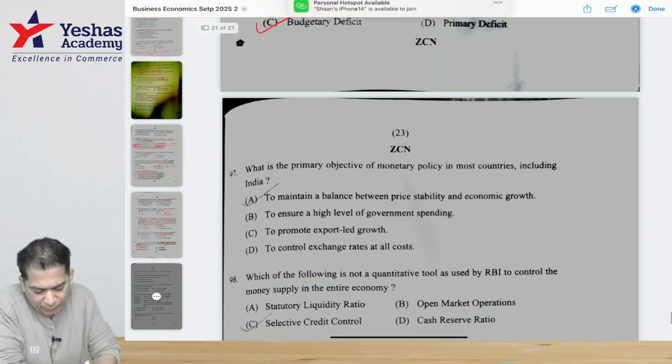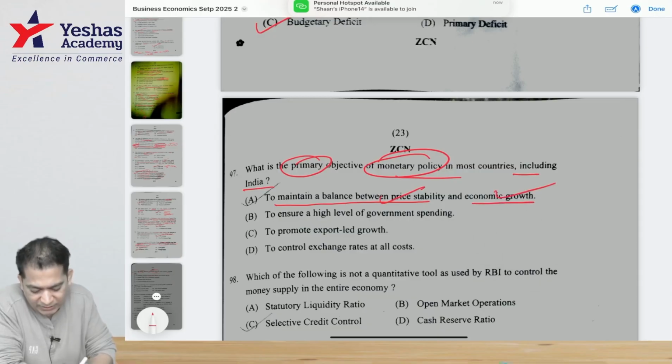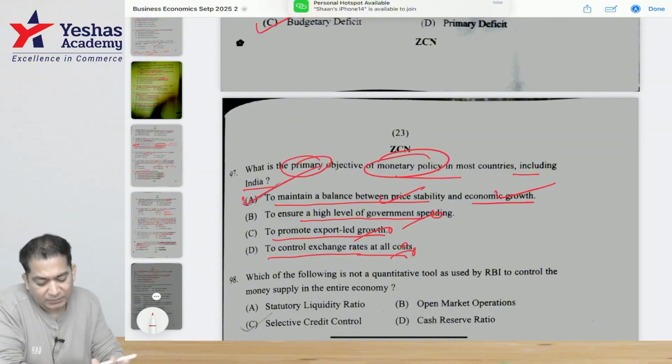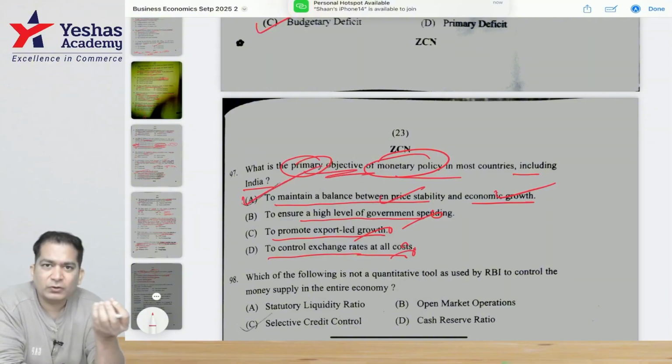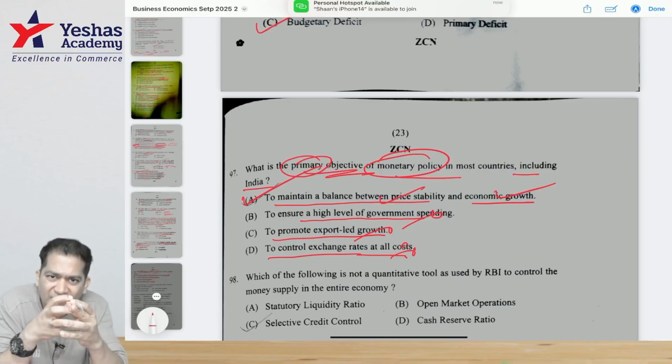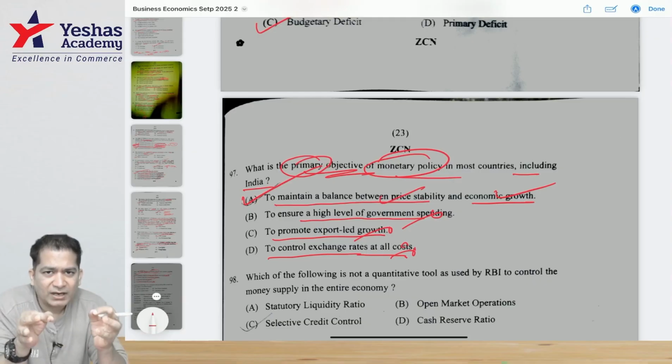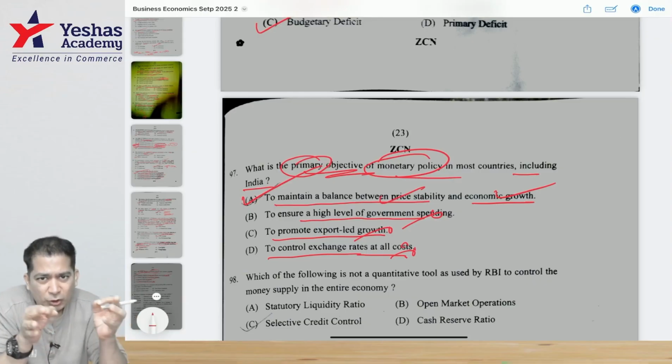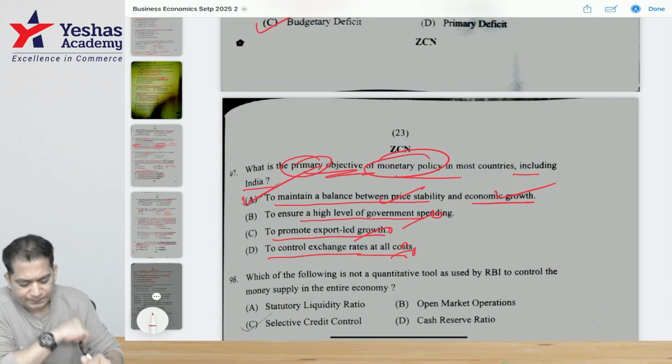What is the primary objective of monetary policy in most countries, including India? Primary objective of monetary policy, they asked. To maintain balance between price stability, it means inflation, and economic growth, correct. To ensure a high level of government spending, that is a part of fiscal policy. Promote export-led growth, again part of fiscal policy. Control exchange rate at all costs, no. They have asked you the primary objective. I've told you the primary objective is two things, and from there everything flows in the class notes that were given to you. So first, ensure that there is a stable growth rate with a tolerable rate of inflation.